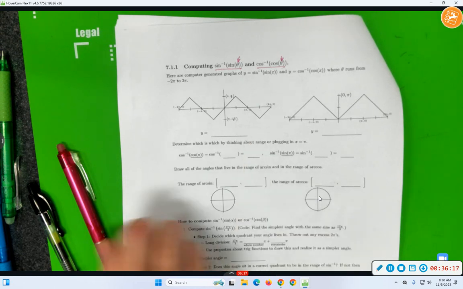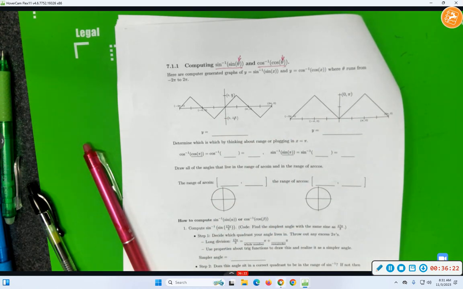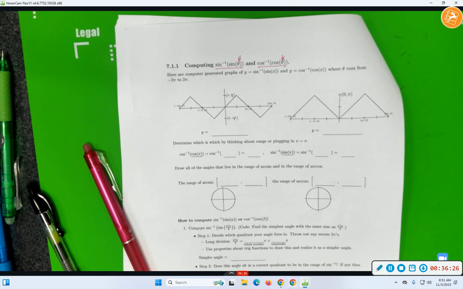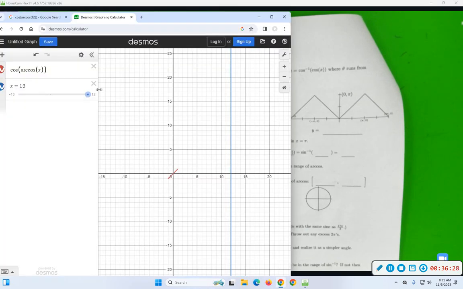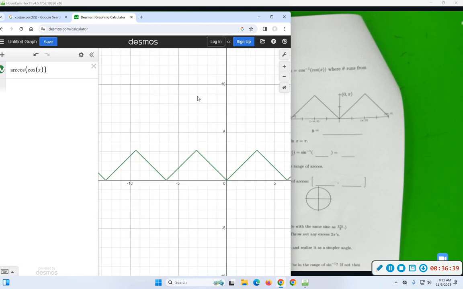And well, if you graph it, you'll get one of these two graphs. Let's decide which one's which. Let's not do it by thinking hard. Let's do it by actually having your computer graph these, and then we'll label them. So let's compute arc cosine of the cosine of x. There it is. There's the inverse cosine of the cosine of x.